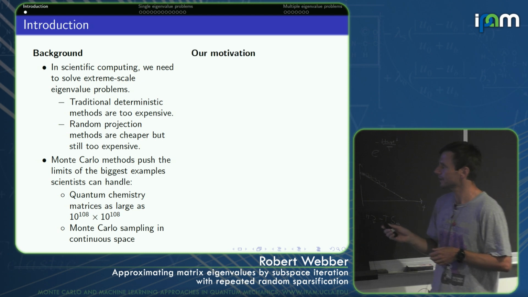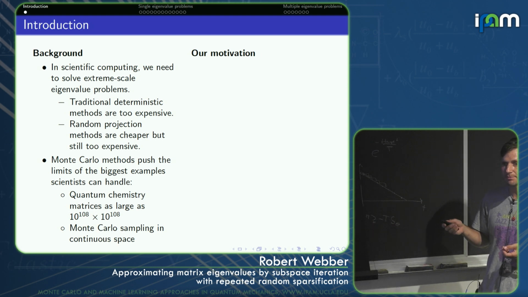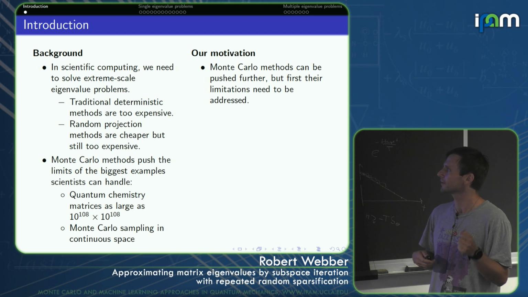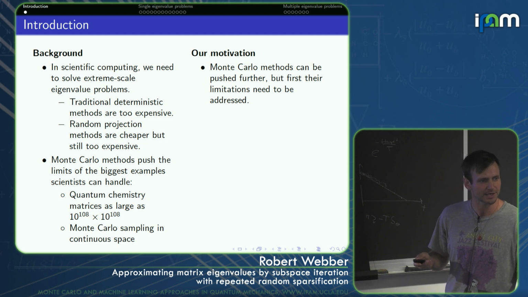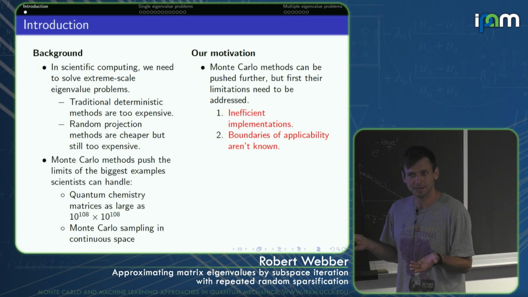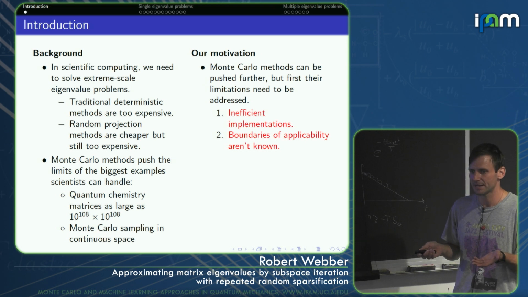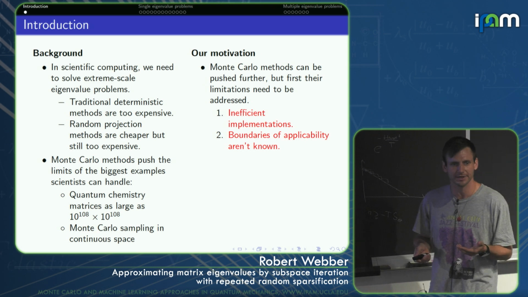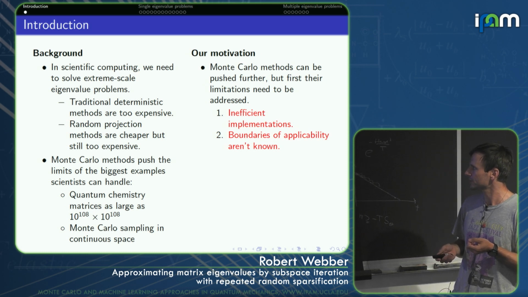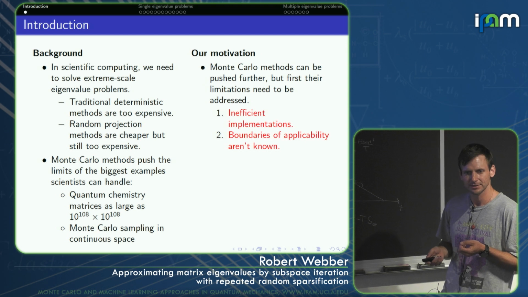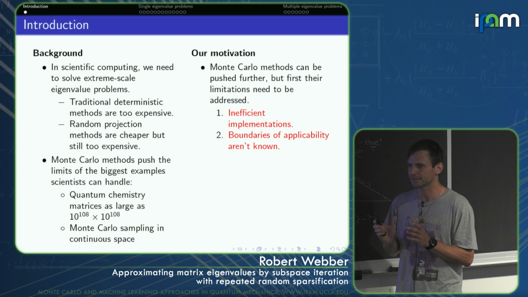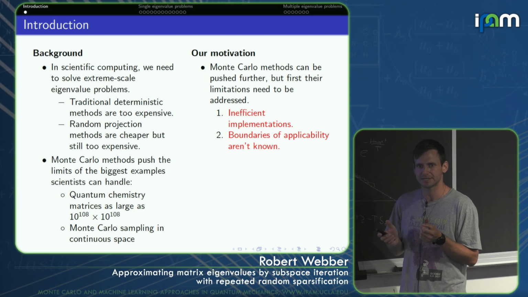Our motivation as mathematicians, I guess me and Jonathan in particular, in looking at this problem is we think the methods can be pushed further, but first their limitations need to be addressed. There are some inefficient implementations, perhaps. Perhaps we can push the envelope and make these methods cheaper to perform, make them more accurate, push the limits of efficiency. And then there are big math questions about the boundaries of applicability. What is the structure of a matrix that allows you to apply these methods successfully? What's the structure of a matrix that would definitely lead to failure?